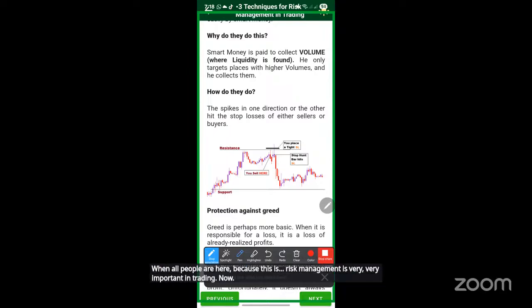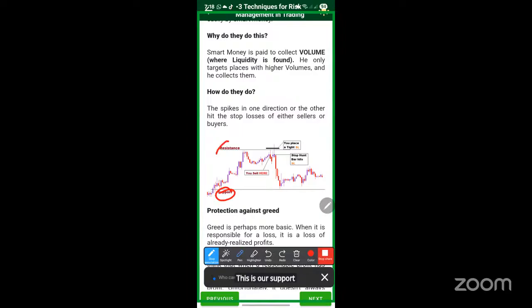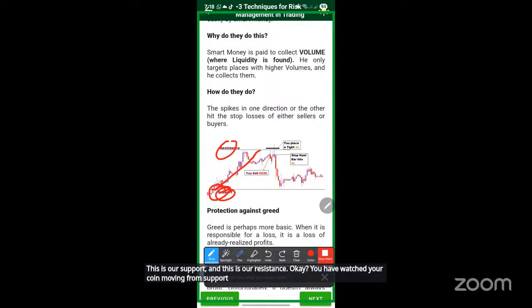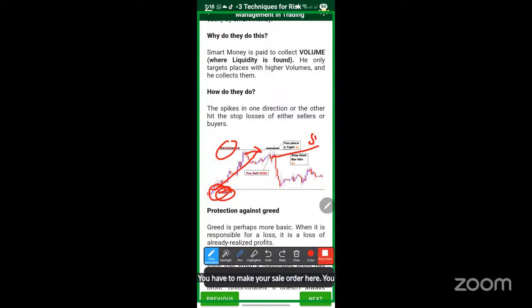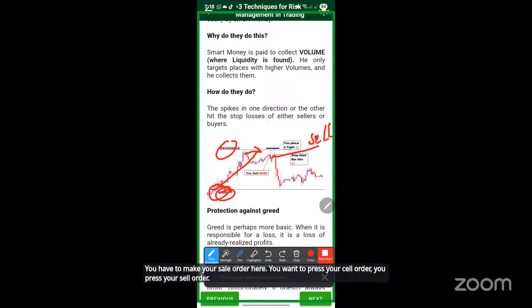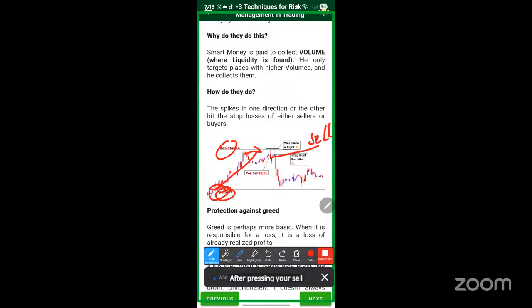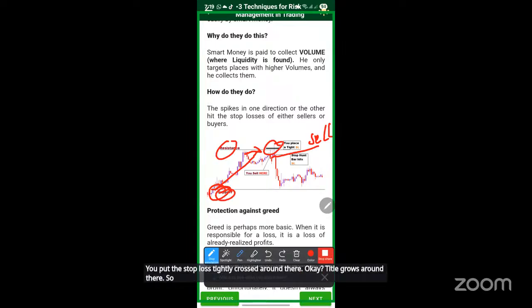Now, this is our support and this is our resistance. You have watched your coin moving from support up to the resistance level. You have to make a sell order here. You press your sell order. After pressing your sell order like this, you press the stop loss tightly close around there. So once you press your sell order, you put the stop loss just above the resistance.